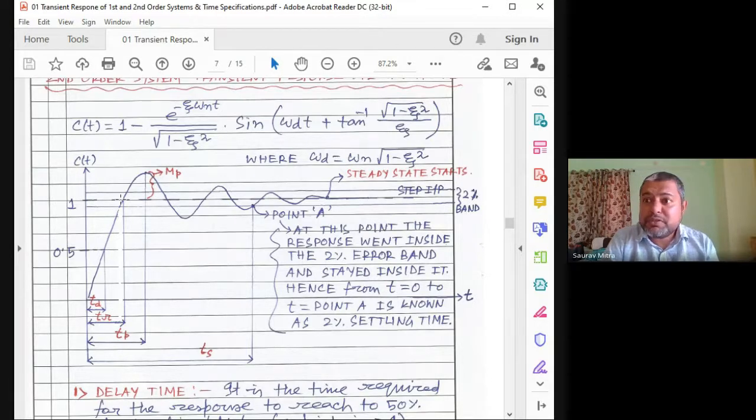But the output does not stop here. The output crosses the input and goes above, comes below, goes above, comes below. So it is a kind of oscillation. There is some interplay going on inside the system: energy and the system oppose each other.